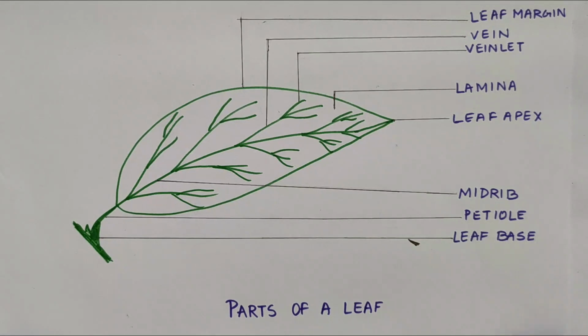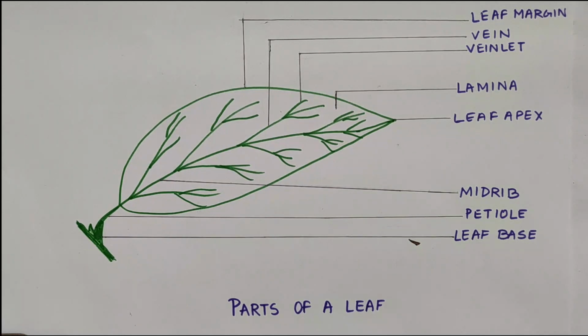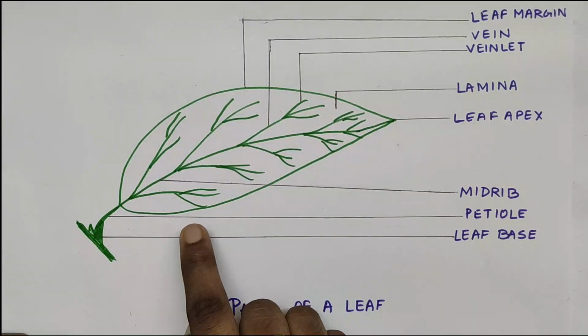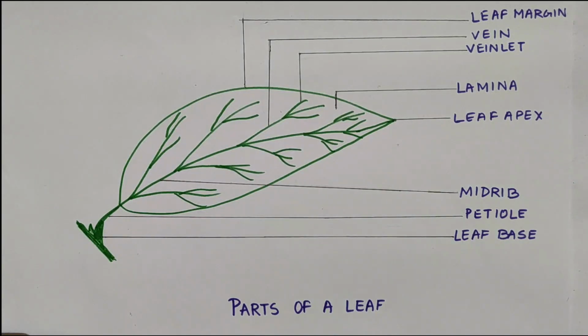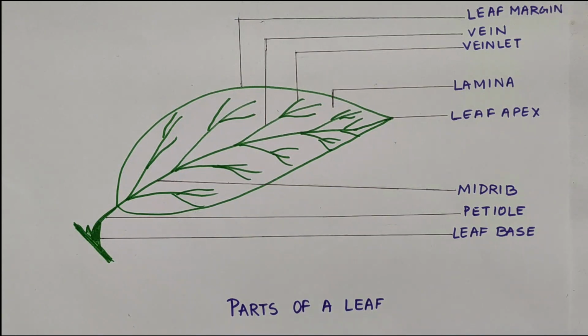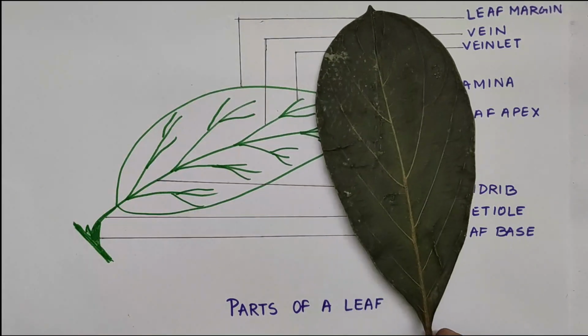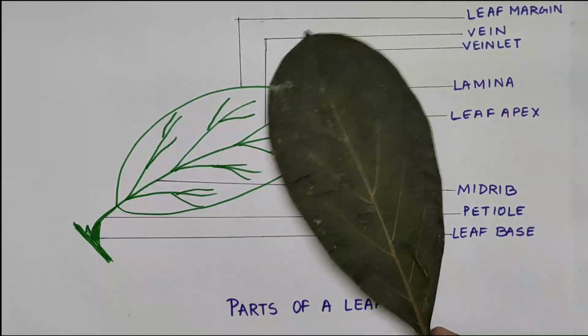Now, going back to the structure of a simple leaf, let us see what the parts are. All of you know that leaves are generally green in color. Here you can see the structure of a leaf. The leaf has a broad, thin, expanded portion which is called the lamina. This green part of the leaf is called the lamina. Here I have a dried leaf, and the green part that you see everywhere is the lamina.